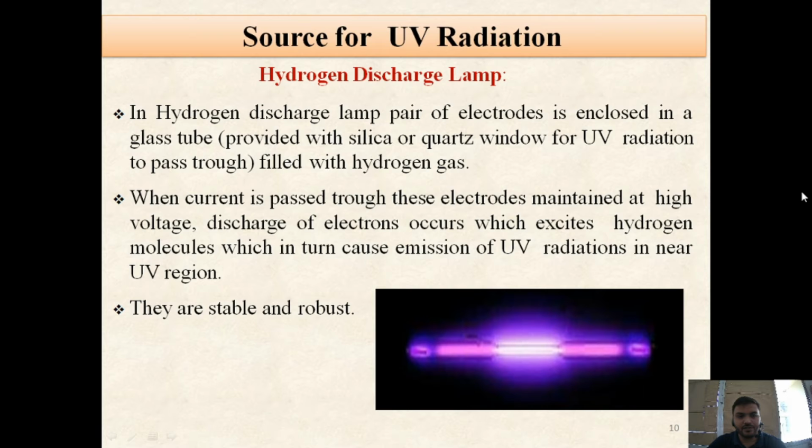Source of UV radiation: a hydrogen discharge lamp is used as a source of UV radiation. In a hydrogen discharge lamp, a pair of electrodes is enclosed in a glass tube provided with a silica or quartz window for UV radiation to pass through, filled with hydrogen gas. When current is passed through the electrodes maintained at high voltage, discharge occurs which excites hydrogen molecules, which in turn cause emission of UV radiation in the near UV region. They are stable and robust.